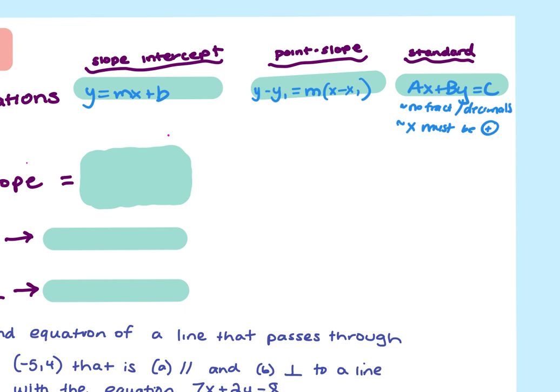It could ask you to find the slope of two lines. This is the y2 minus y1 over x2 minus x1. The symbol is m. And from standard form, it's negative a over b. So that's the shortcut if it's in standard form.